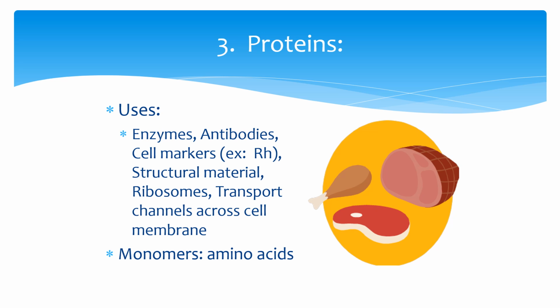The monomer that you need to know is amino acids. And if you remember transcription and translation, remember that during translation, we are translating RNA into the amino acids, right? And then the amino acids end up building into a chain, which creates our proteins.